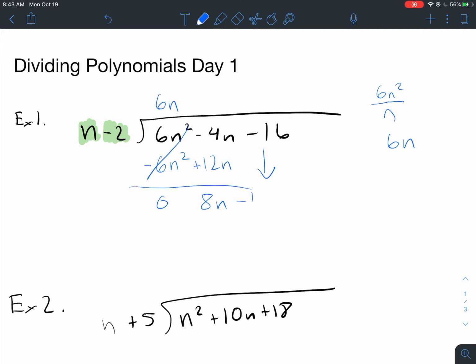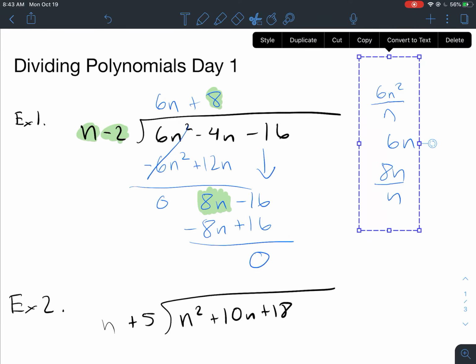Now we're going to drag the negative 16 down. So now we're looking at an 8n here. We do our 8n divided by our n, and we get 8. Now we multiply this 8 with these two terms, so we end up with 8n minus 16. Again, we need to subtract the entire thing, so change the signs of both. We end up with a minus and then a plus, so we end up with 0.